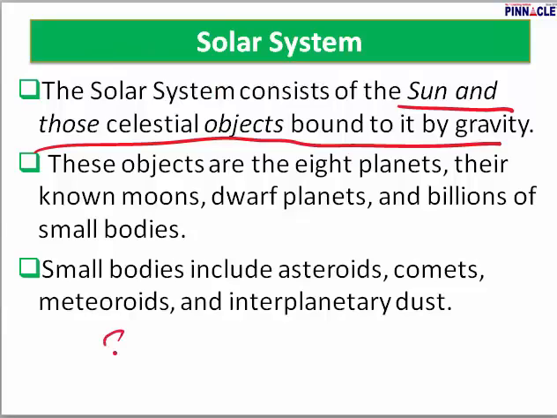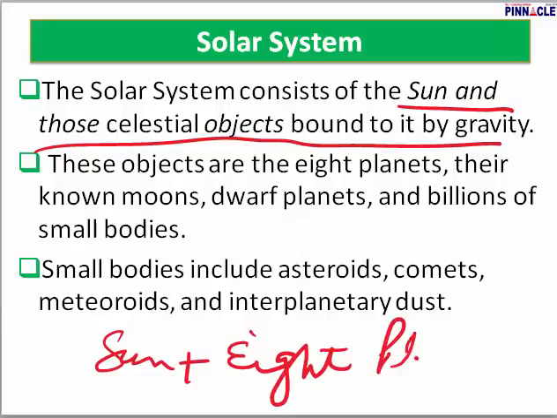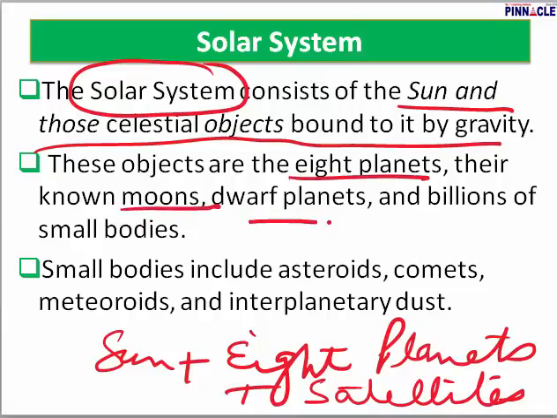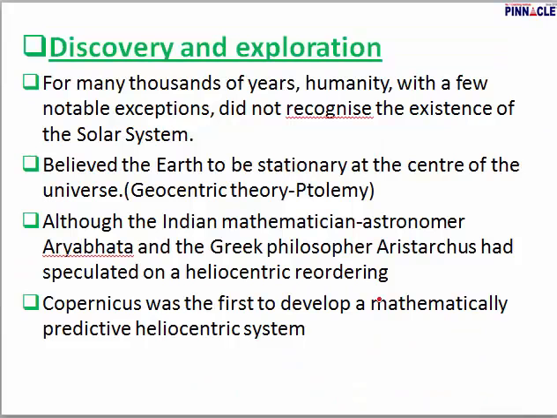The sun, along with its 8 planets, which are bound by the gravity of the sun, and these planets have their satellites, and all the dwarf planets, are all covered under the definition of the solar system. All these are a part of the solar system. These objects are the 8 planets, their known moons, dwarf planets, and billions of small bodies. The small bodies include asteroids, comets, meteoroids and interplanetary dust.